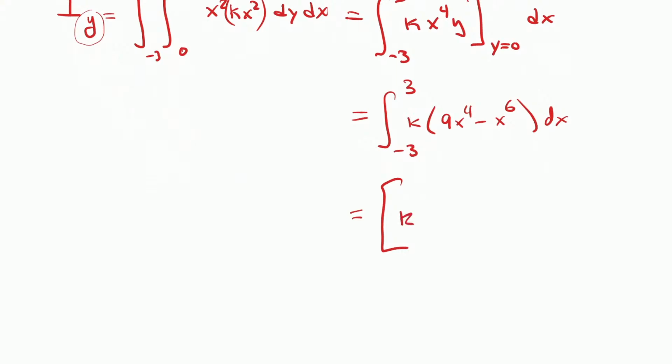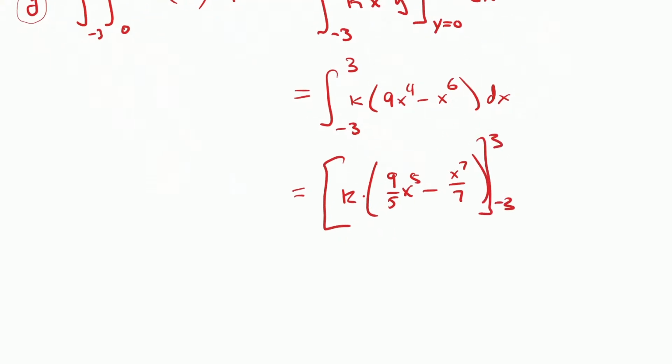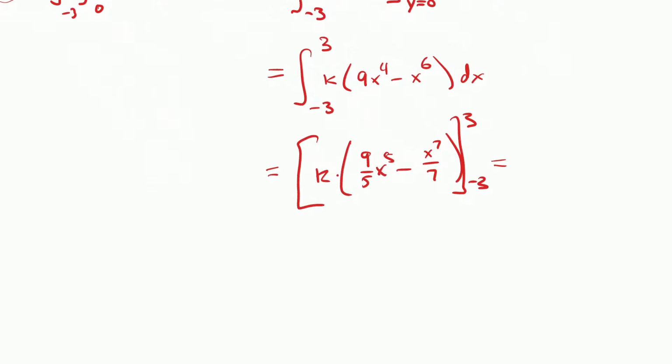It's k times 9/5 x to the 5th minus x to the 7th over 7. And this ranges from -3 to 3. So that, almost done. Did I do it wrong? No? What? That k looks like a 12, and that 12 looks like a k. Did that look better? Yeah, sorry, I was writing quickly because I'm thinking I need to do more than this.